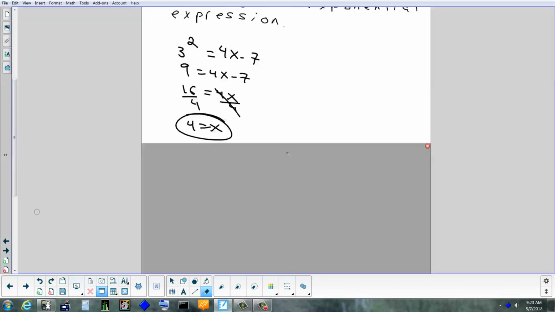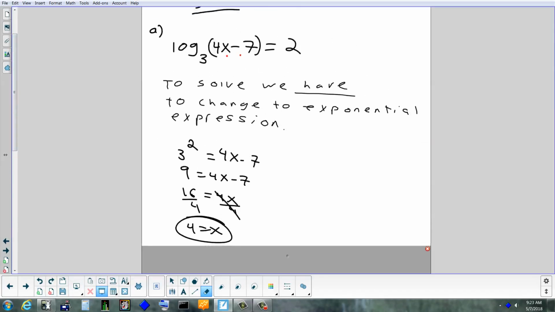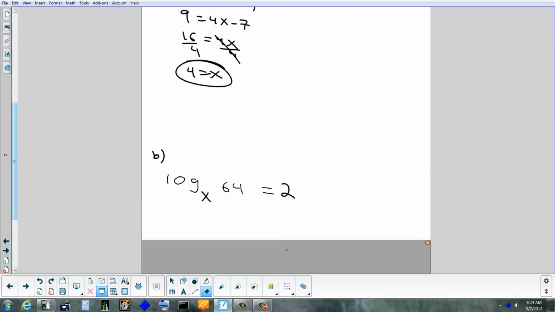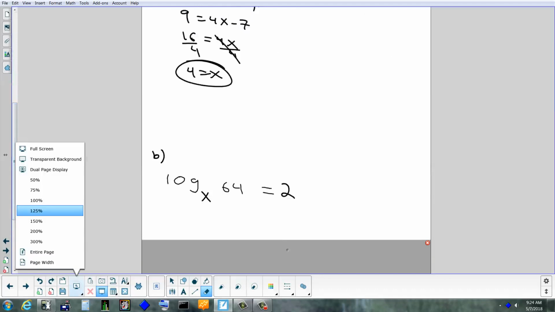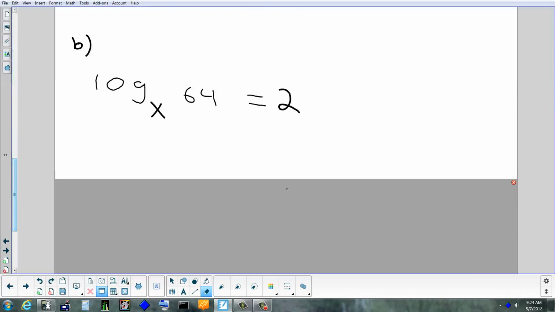Okay. Questions on how we solve that one? Okay, so that's a log equation where the variable was in the argument. Okay, it's inside the argument. Let's look at an example where the variable is the base. So this is log base x of 64 equals 2.